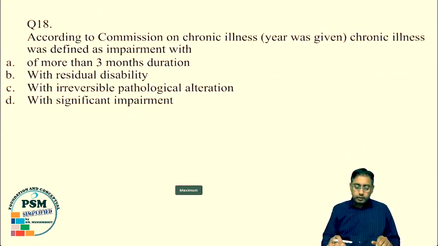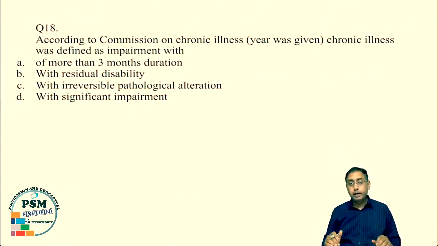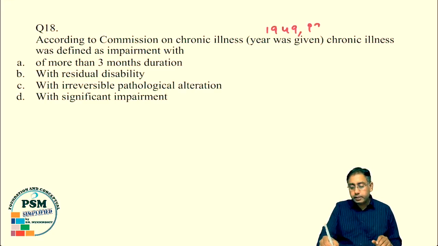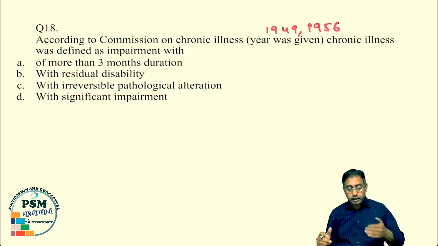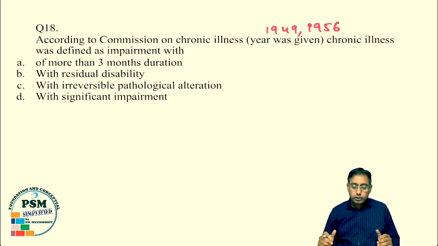Last question is according to the Commission on Chronic Illness, year was given. So we already know it was in 1949 and 1956. Chronic illness was defined as impairment with more than 3 months duration with residual disability, irreversible pathological alteration, or significant impairment. So the guidelines have changed. It's a long way. We have come over more than 70 years now from the Commission on Chronic Illnesses. Now there are WHO guidelines which are being followed.